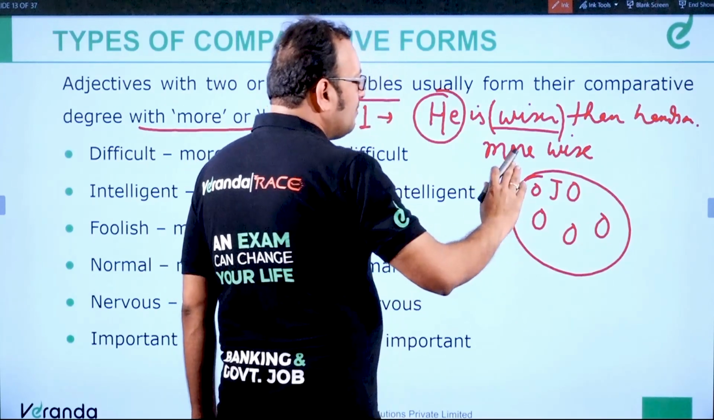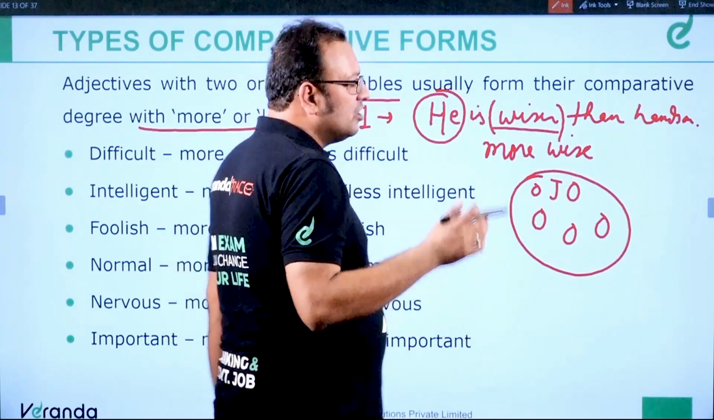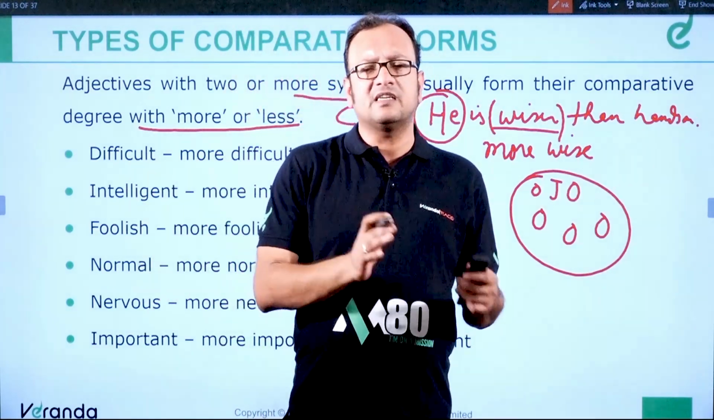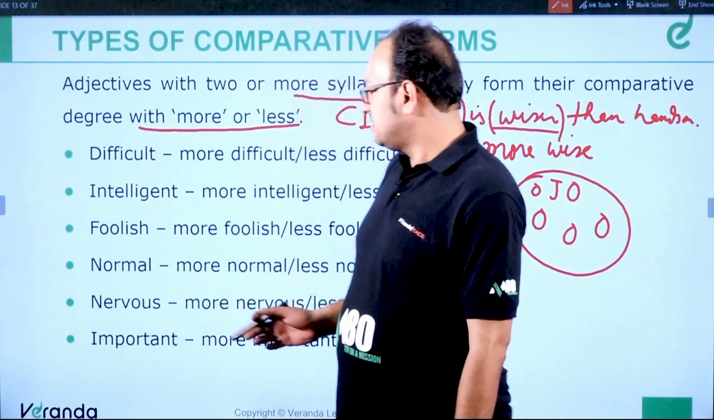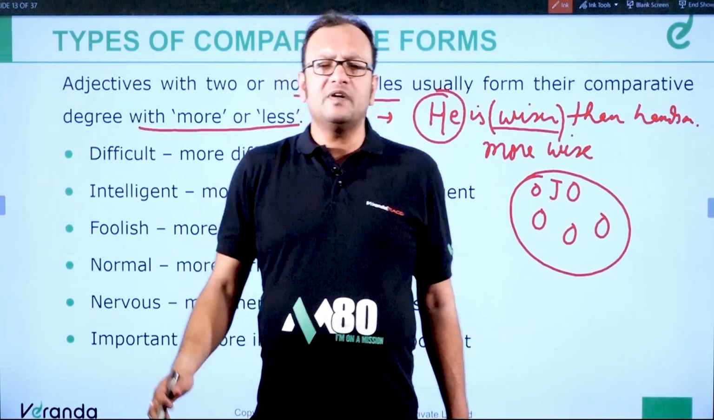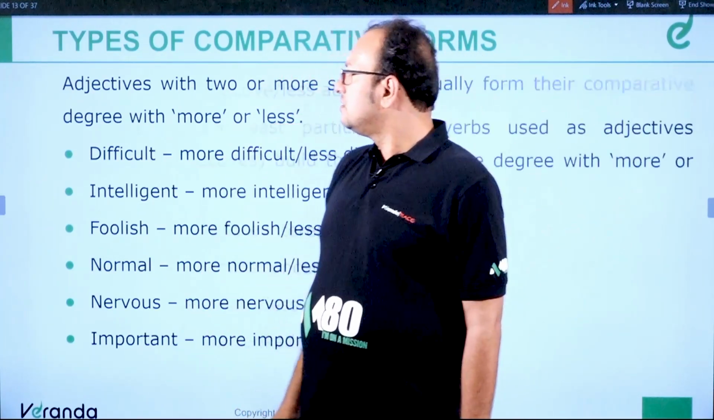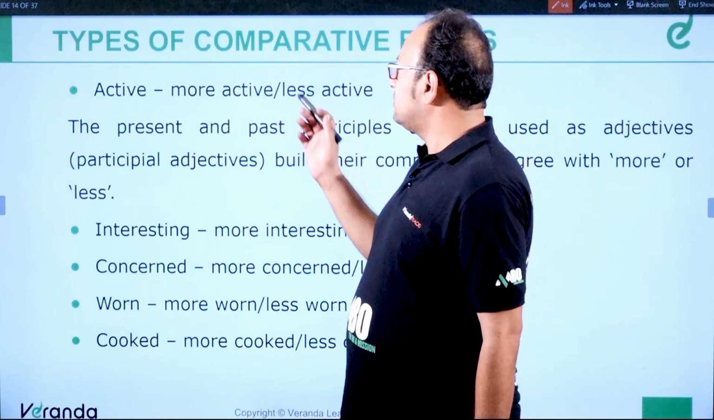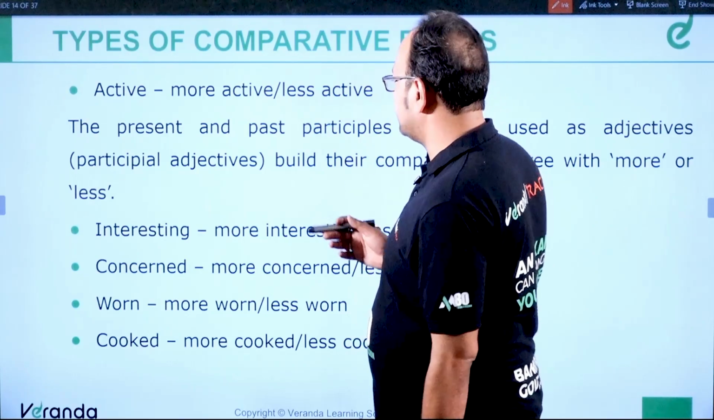Next is, when there are more than 2 people, then what we do? John is the tallest boy of the class. We do not exclude him from the group. We keep him very much a part of the group. Next, we have understood this. So let us move ahead. Active, more active, less active. So types of comparative forms we are discussing.